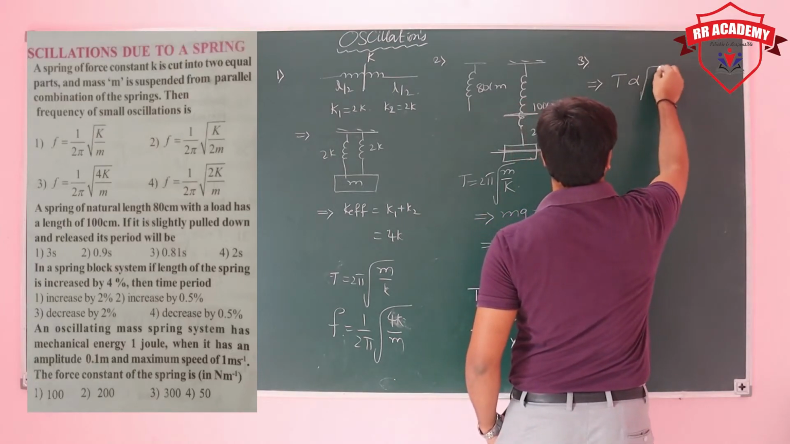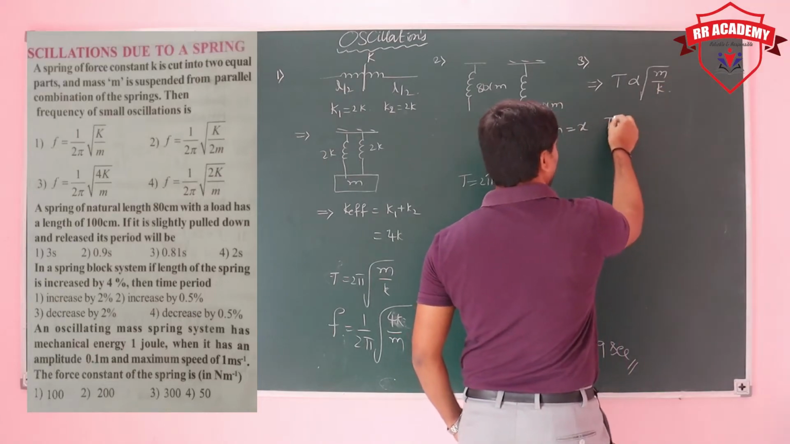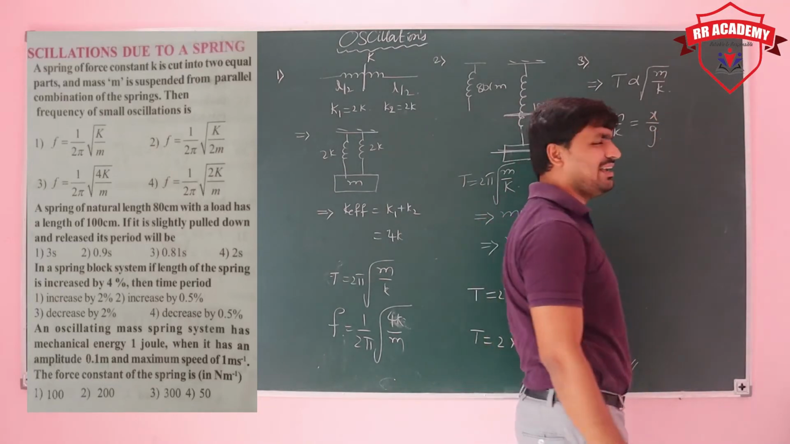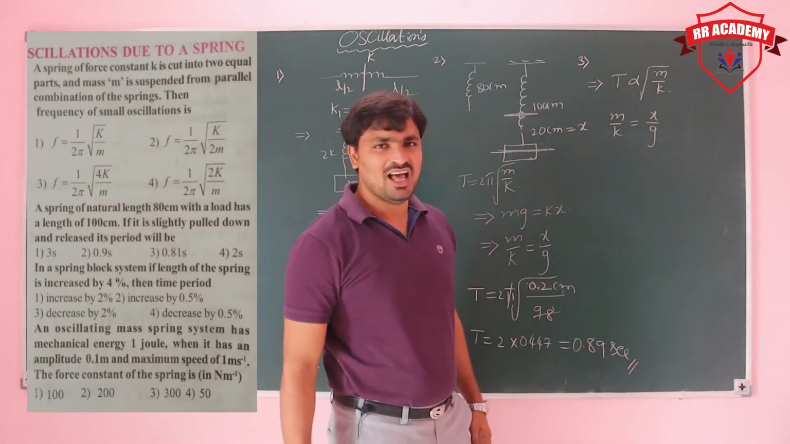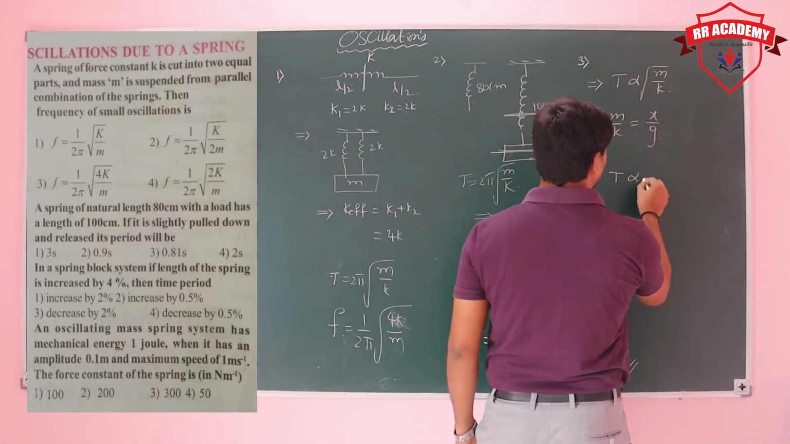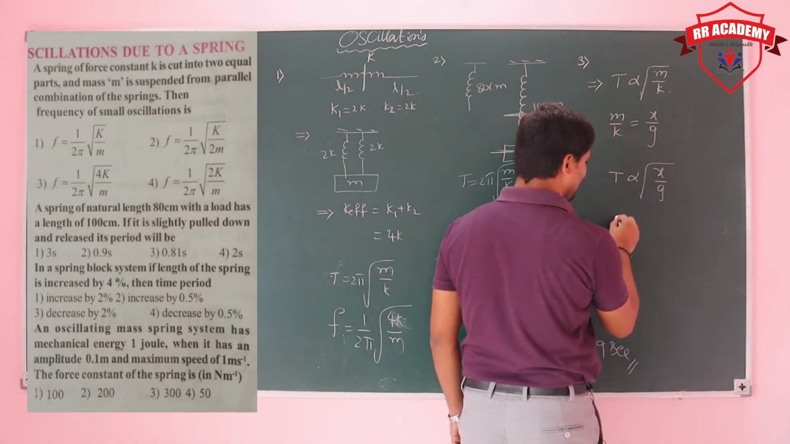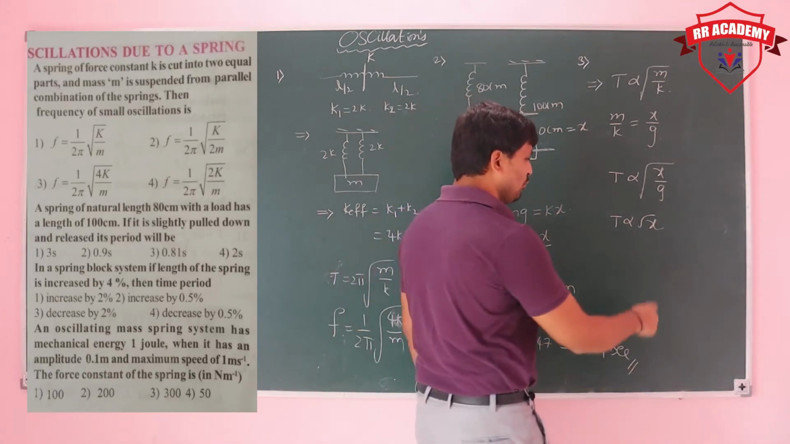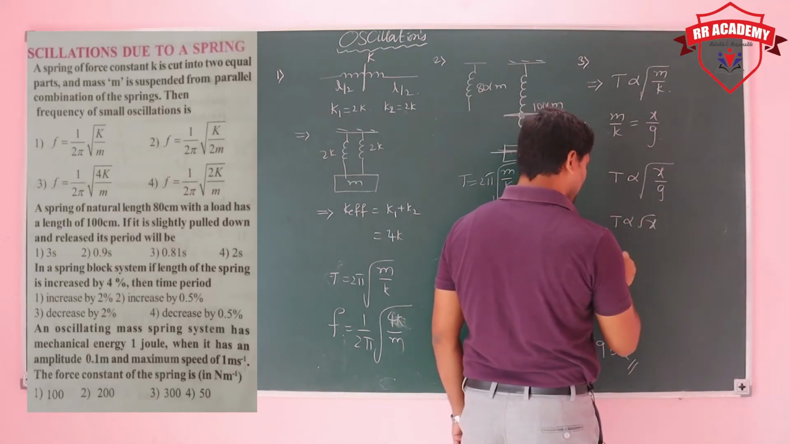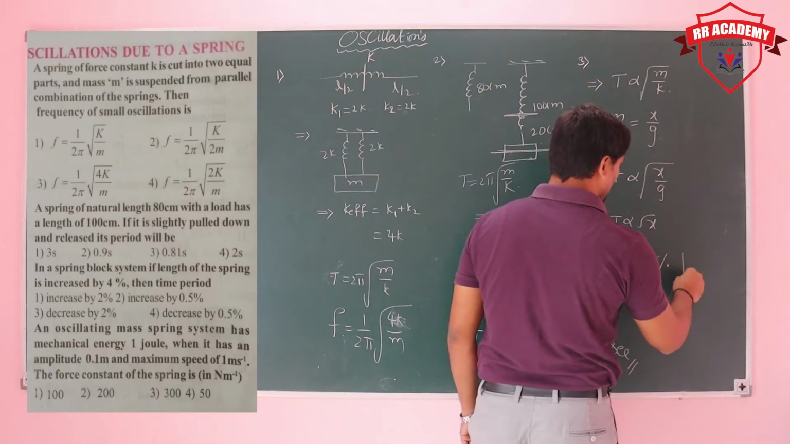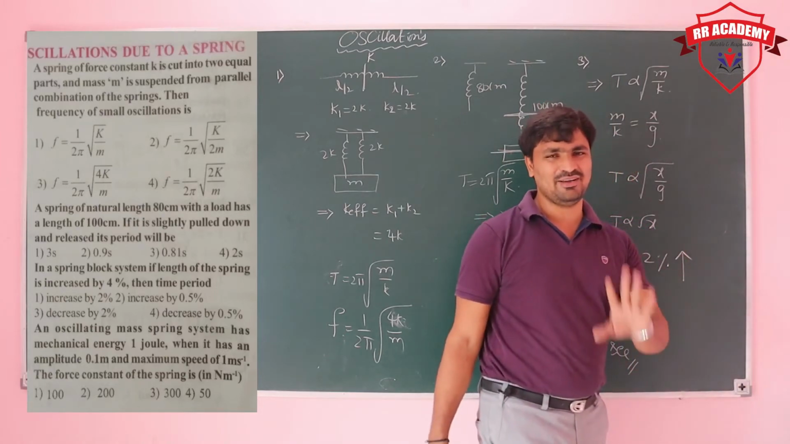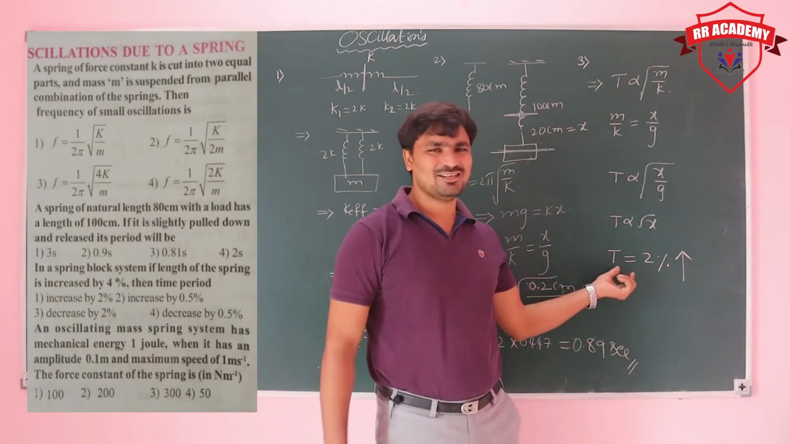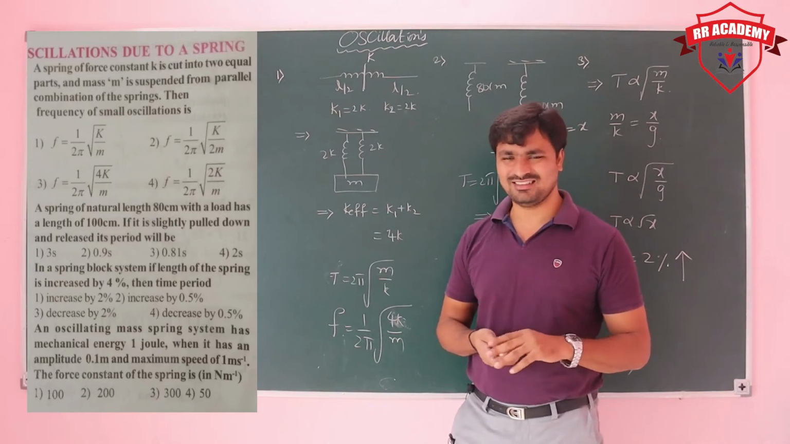T is directly proportional to root of m by k, and m by k is equal to x by g. Right? M by k is equal to x by g according to this. Then T is directly proportional to root of x by g. Right now, T is directly proportional to root x. Now length is increased by 4%. So then the time period is going to be how much percent? 2% increase. Here length is increased by 4%. Under root, 4 is going to be 2. So the time period is increased by 2%. So this is all.